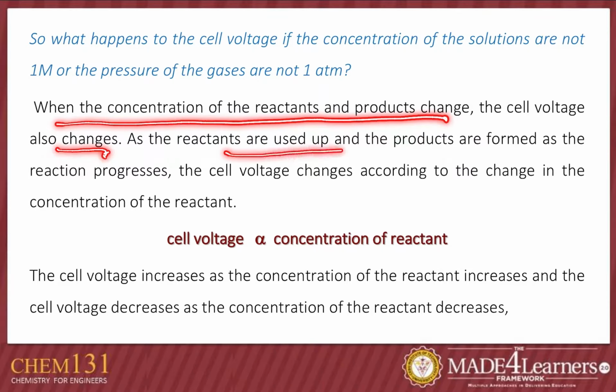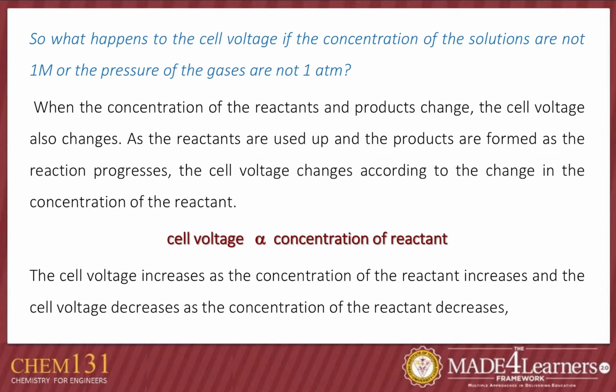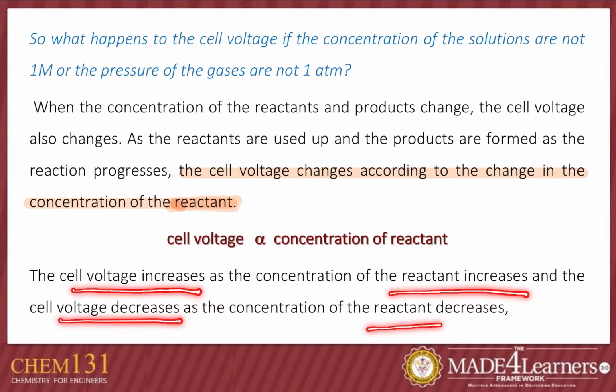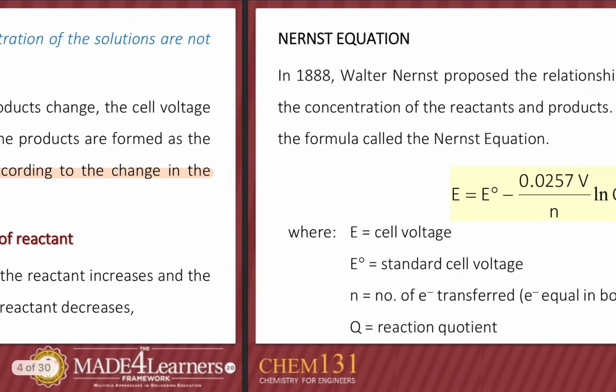As the reactants are used up and the products are formed, as the reaction progresses, the cell voltage changes according to the change in the concentration of the reactant. So, adto ta tan-aw sa reactant. And the relationship, cell voltage is directly proportional to the concentration of the reactant. Meaning, ang cell voltage mo increase kung ang concentration sa reactant mo increase. Ang cell voltage mo decrease kung ang concentration sa reactant mo decrease.